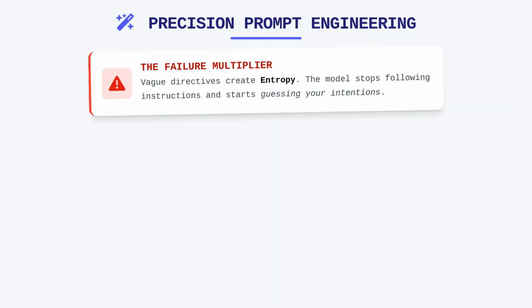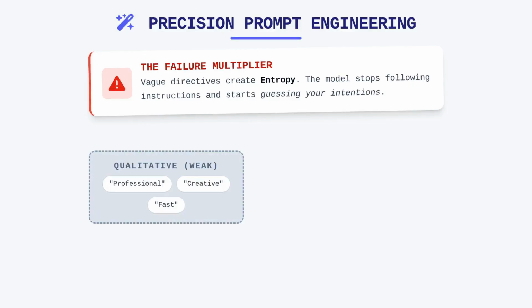Vague directives and ambiguous language act as force multipliers for failure, often introducing entropy that the model tries to resolve by guessing our intentions. Adjectives like professional, creative, or fast are fundamentally subjective, and relying on them invites the model to apply its own statistical interpretation of those terms rather than your specific style guidelines.